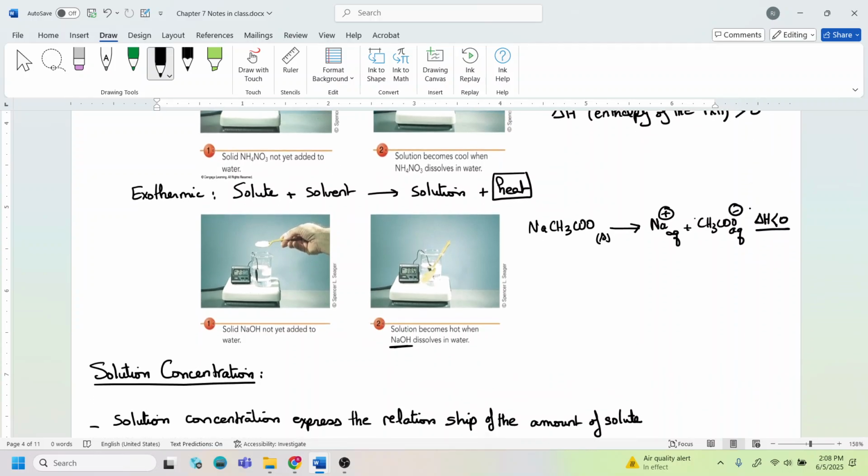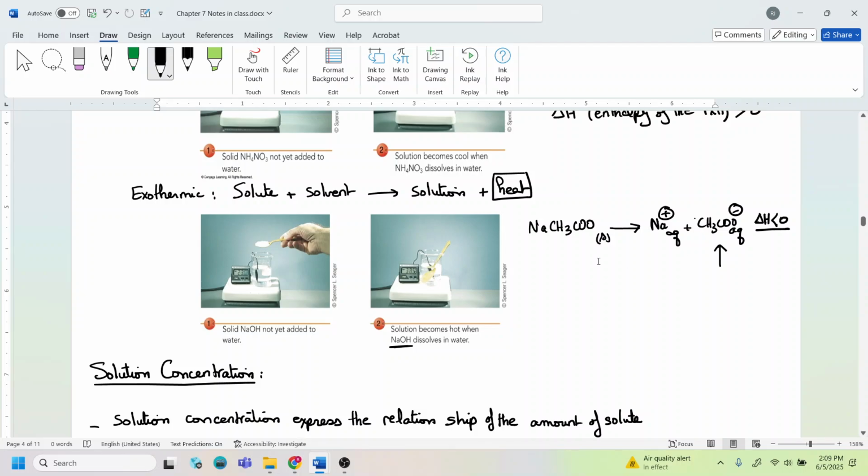So why is delta H going to decrease here? Because the acetate ion that you are forming, this CH3COO- is going to interact with water, and it will increase the pH of the solution because it is basic. The solution is going to become more basic in this case. So the system is going to release energy, causing the temperature of the solution to rise.